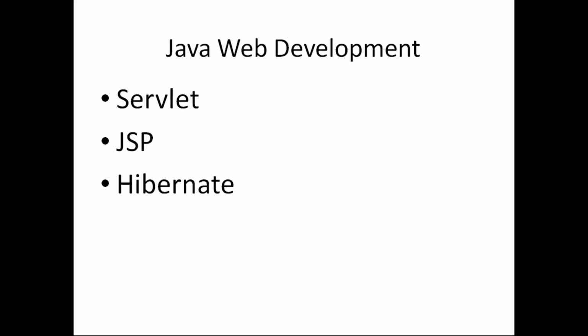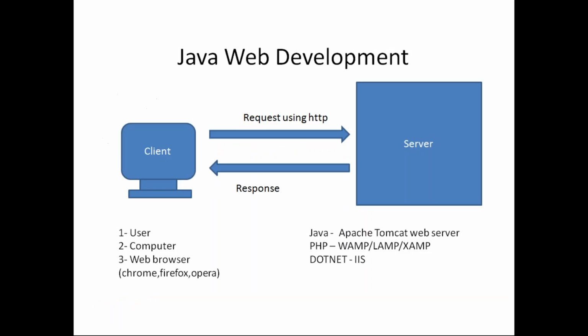Now, in web development, there are two types of systems. The first one is a client, the second one is a server. Which one is a client? Either user, computer, or web browser. Remember, the user is not the client and the computer is not the client. It is your web browser. When we type the URL www.google.com, our web browser sends the request from the client side to the server side. So the client is the web browser: Chrome, Firefox, Opera.